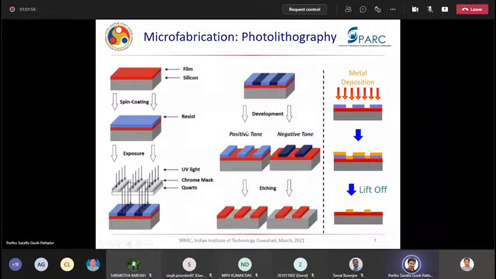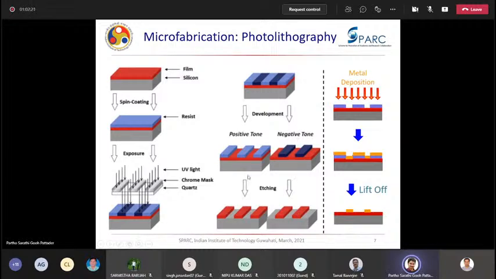But if it is a negative tone resist, this part is polymerizing, and a separate developer we are using takes away the normal photoresist. And this cross-linked hard photoresist is remaining. This is for the negative tone.